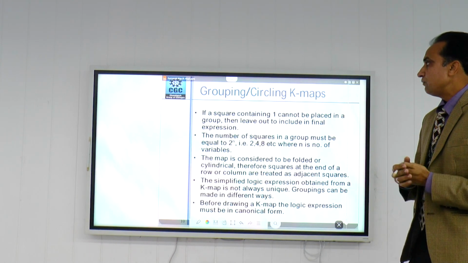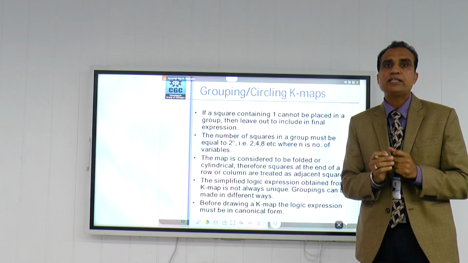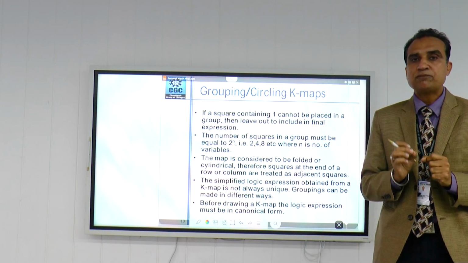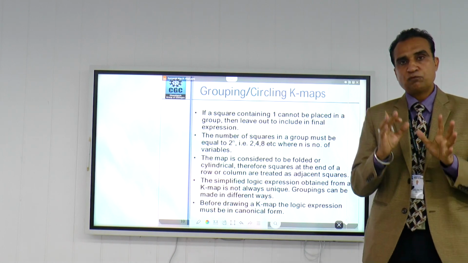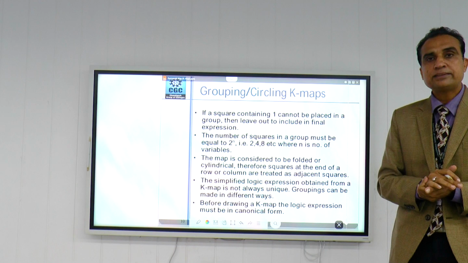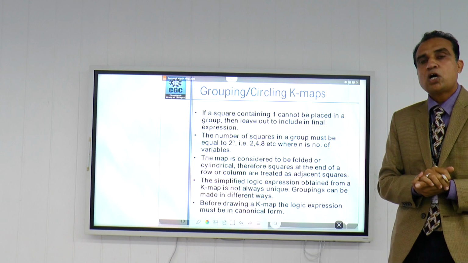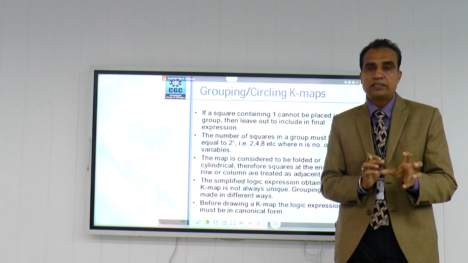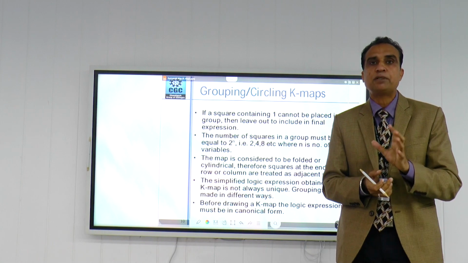If the square containing 1 cannot be placed in a group, then leave it out to include in the final expression. If there is a one value that cannot participate in any group, then that value can be included directly into the answer. Means there may be some ones that are not included in any group, which should be included in the answer directly. The number of squares in a group must be equal to a power of 2. How many square grids are provided in the K map is determined with the help of the formula 2 raised to the power n, where n is the number of variables in that particular equation.